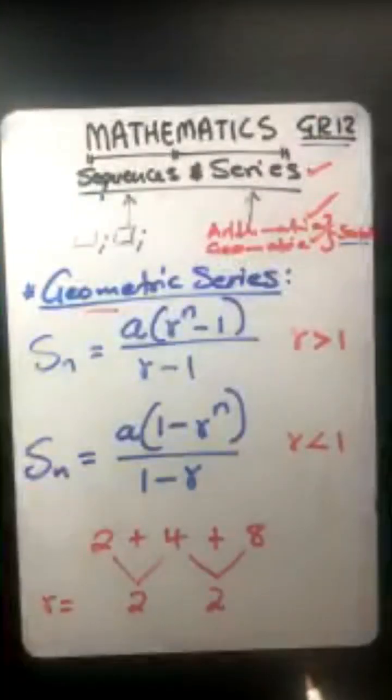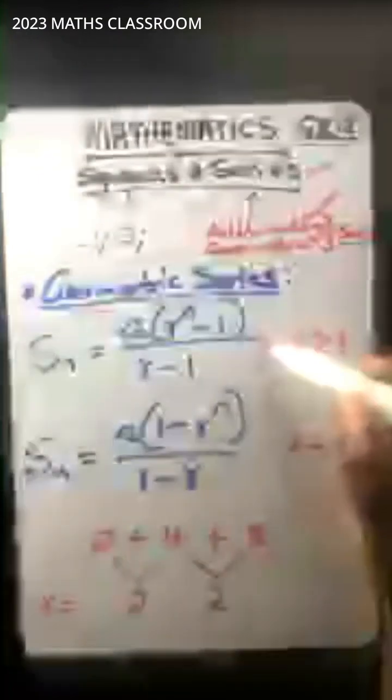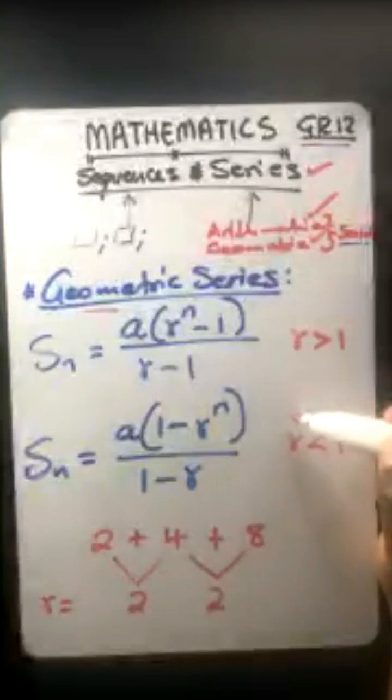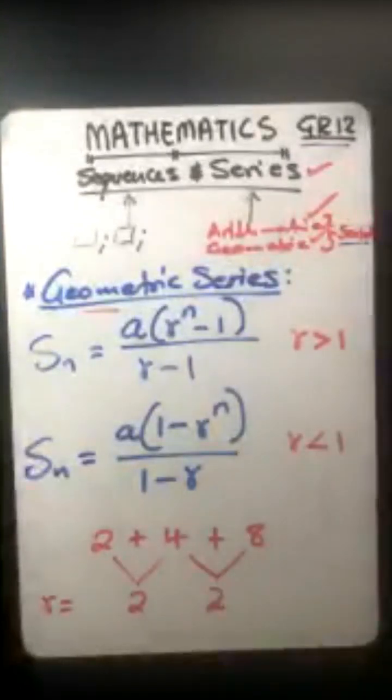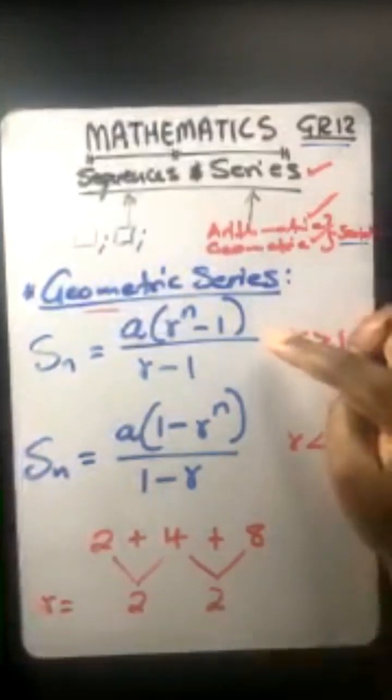So now here comes a question. Between the two formulas, which one are you then going to use and why? It is the first one because r is greater than 1. Yes. You are going to choose this formula because your r is greater than 1.